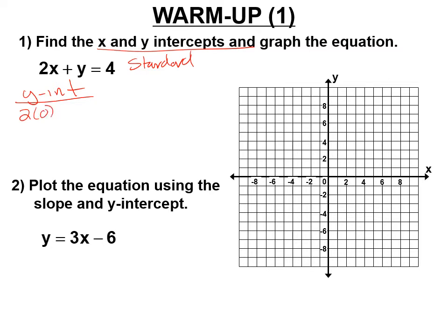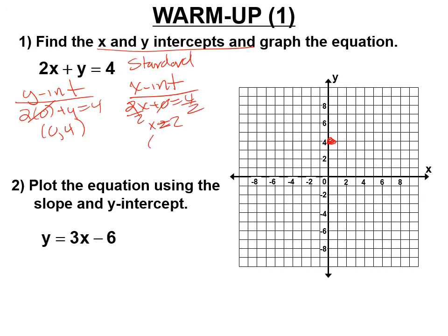For the y-intercept, x equals 0. So we have 0, 4 is our y-intercept. The x-intercept, we're going to make y equals 0. Divide by 2. X equals 2. 2, 0 is our x-intercept. So this is the line for 2x plus 4y equals 4.